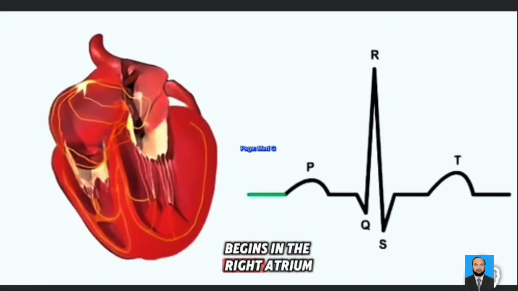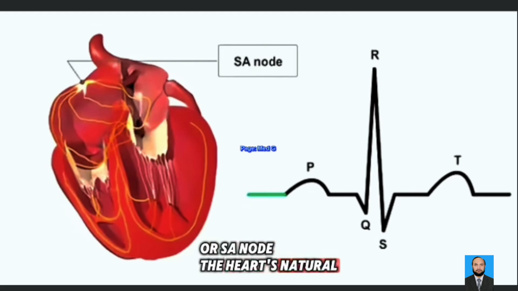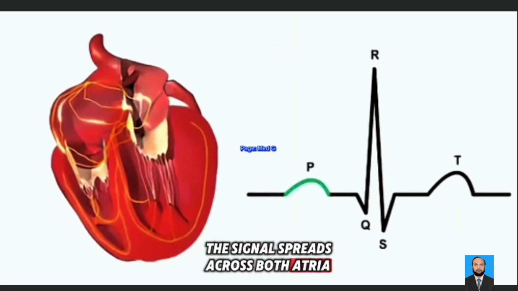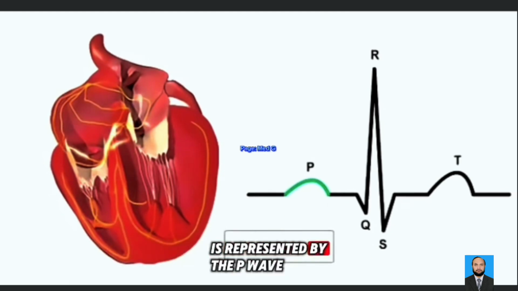Each begins in the right atrium with an action potential signal from the sinoatrial or SA node, the heart's natural pacemaker. The signal spreads across both atria, causing the muscle cells to depolarize and contract, inducing a phase known as atrial systole.